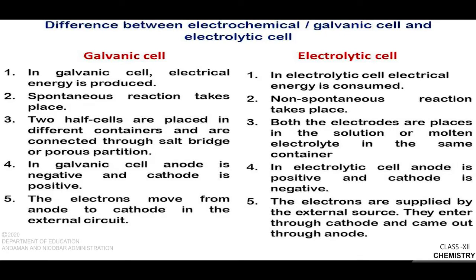The electrons move from anode to cathode in the external circuit, whereas in the electrolytic cell, electrical energy is consumed to carry out the redox reaction. Here a non-spontaneous reaction takes place. Both the electrodes are placed in the solution or molten electrolyte in the same container. In the electrolytic cell, the anode is positive and the cathode is negative. The electrons are supplied by an external source and they enter through the cathode and come out through the anode.